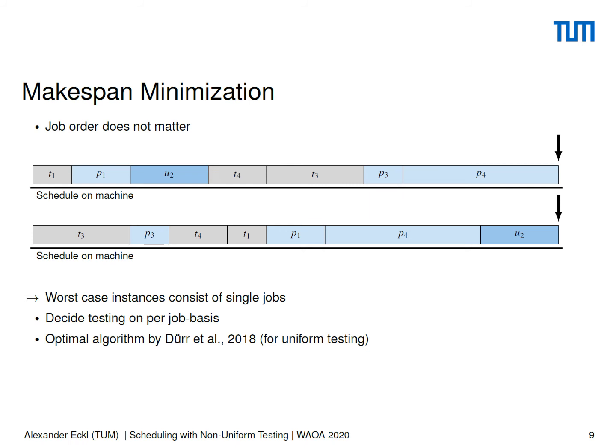As mentioned before, the job order does not matter for this objective. As we can see in this example here, both schedules have the same makespan, even though the ordering is different. This of course means that worst case instances may consist of a single job only, and that we can decide testing on a per job basis. An optimal algorithm by Dürr et al. 2018 has been presented for uniform testing. This algorithm can be easily extended to the general case, as we will show in the following.